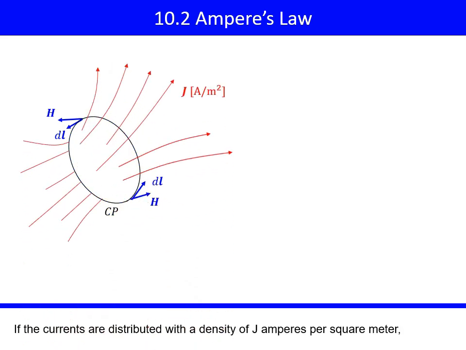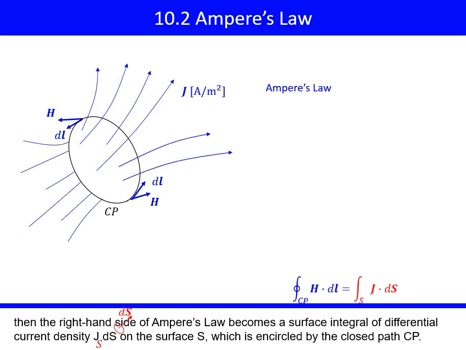If the currents are distributed with a density of J amperes per square meter, then the right-hand side of Ampere's law becomes a surface integral of differential current density J ds on the surface S, which is encircled by the closed path CP.